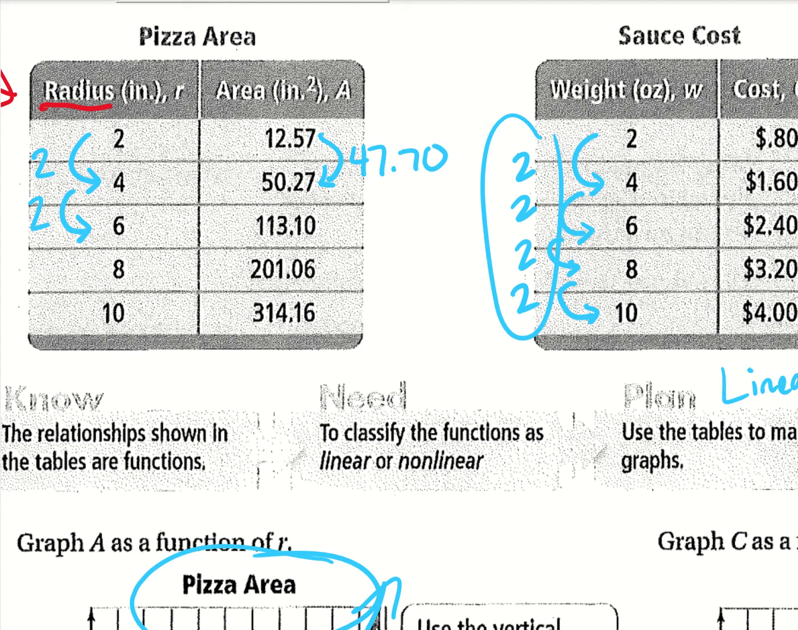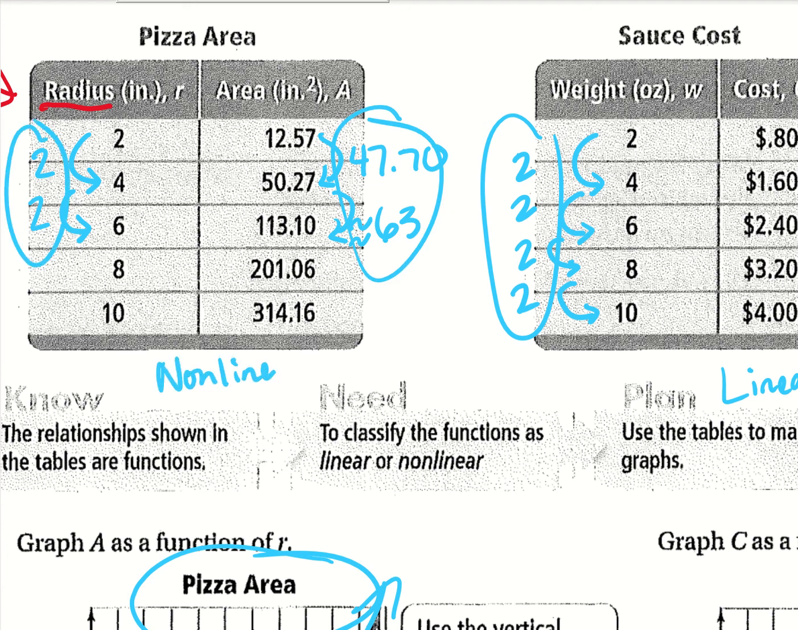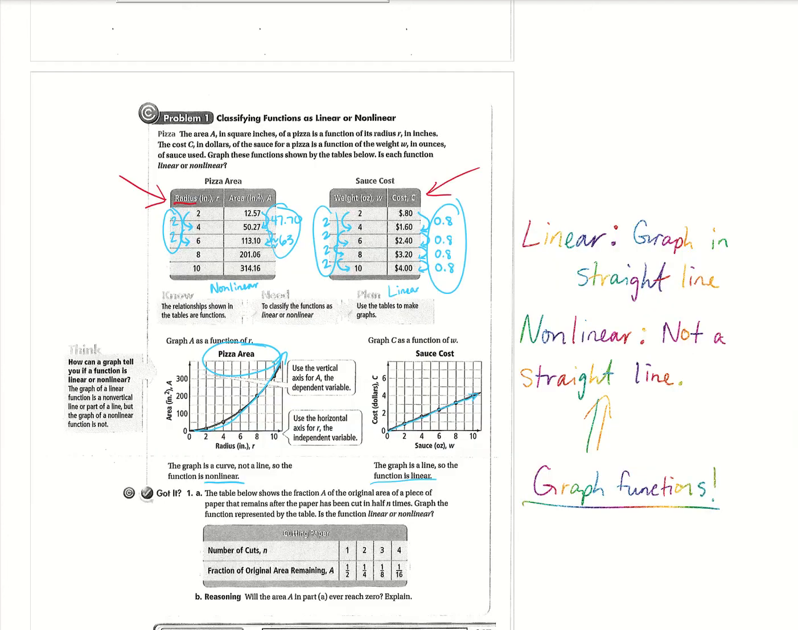And then we go from 2 there. And then this one, I don't know what that is. It's something like 63. So since these two are different, while these two are the same, this one would have to be nonlinear. All right. So that was a lot of information.